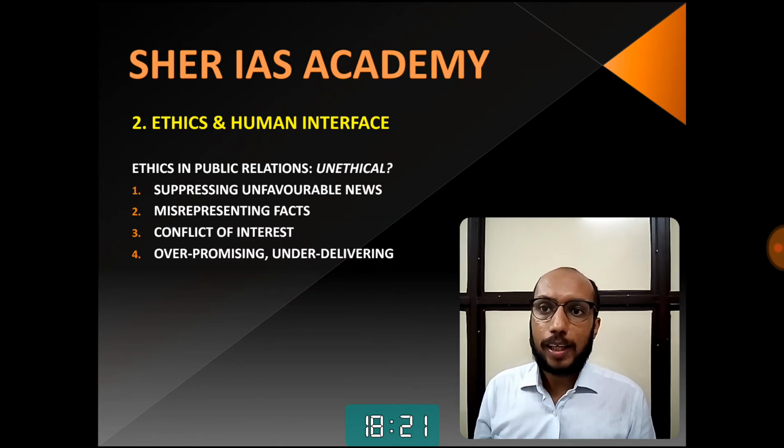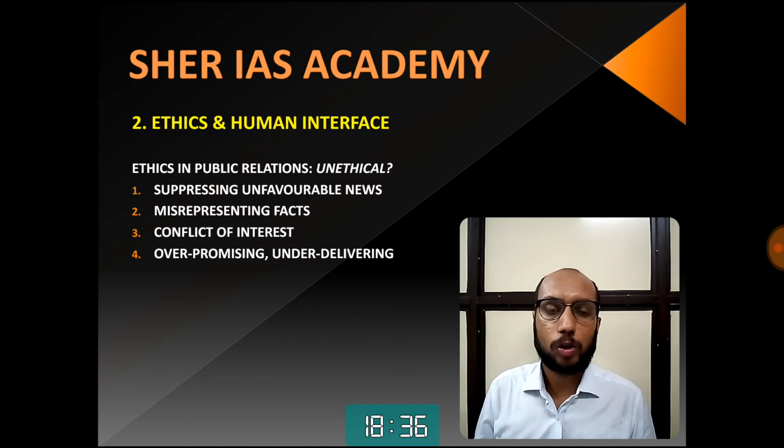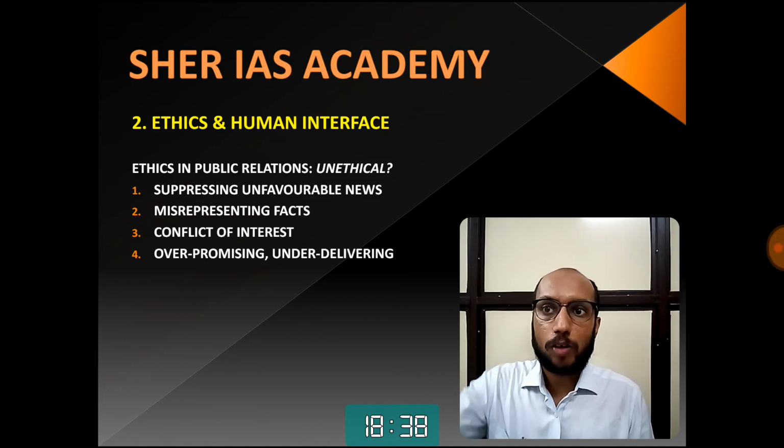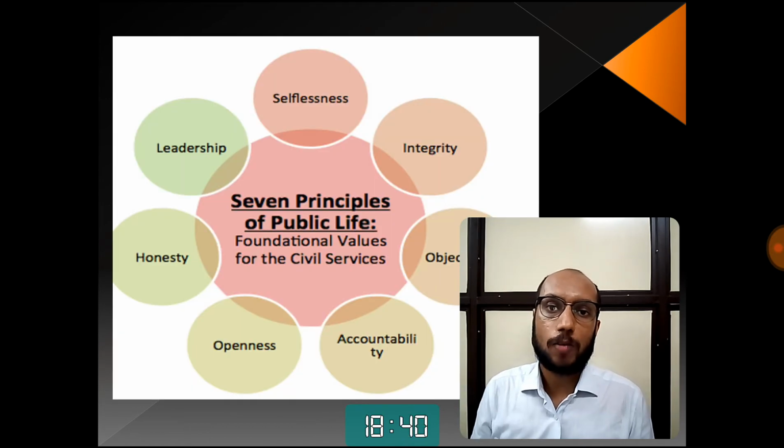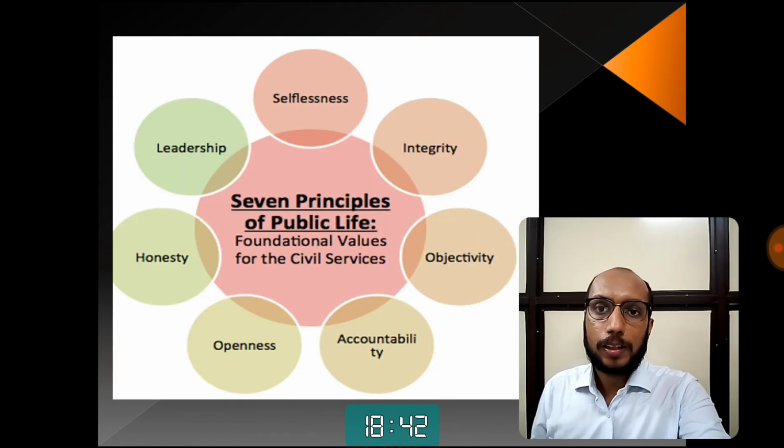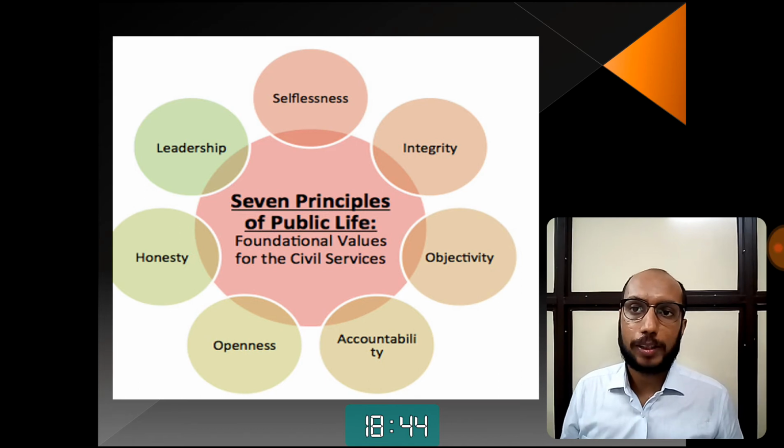The idea is that let us be very clear about what are unethical actions, right? It can sometimes become difficult to describe ethical and unethical. So what is unethical? If you are suppressing unfavorable news, if you are misrepresenting facts, if there is conflict of interest, or if you are over promising, these are unethical actions that you have to avoid. Going ahead, this is the last part of my presentation, that these 7 principles of public life have to be observed, given by Nolan Committee of United Kingdom.